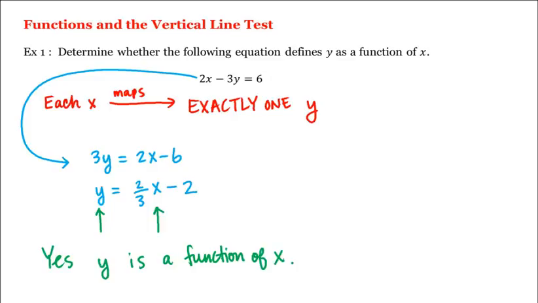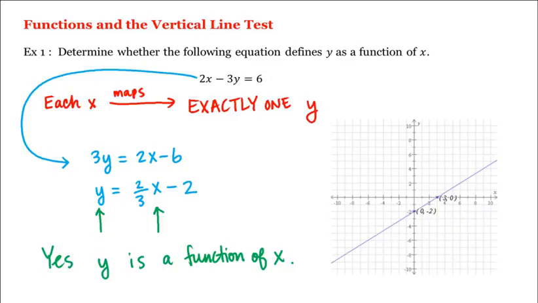Now another way to reach this conclusion is to think of the graph. The graph of this equation, y is equal to 2/3 x minus 2, is this line here, isn't it? It has y-intercept at -2 and a slope of 2/3, which means we go up 2 and over 3.